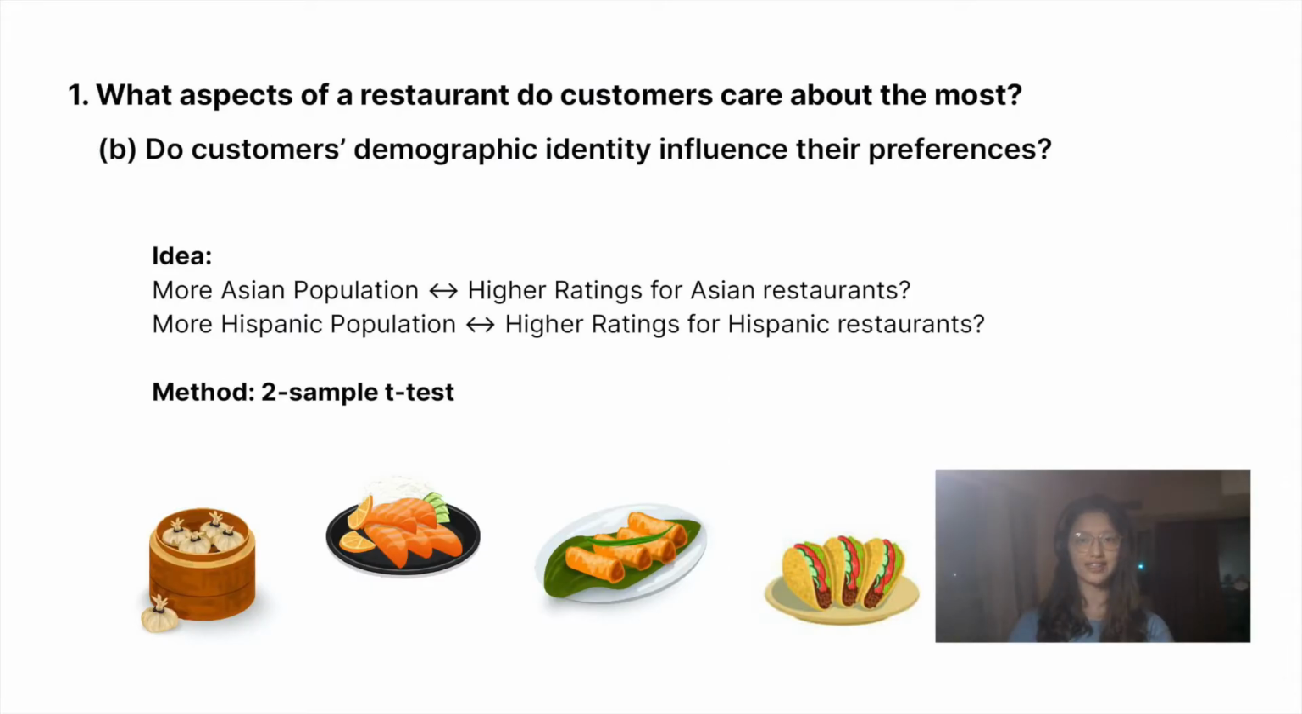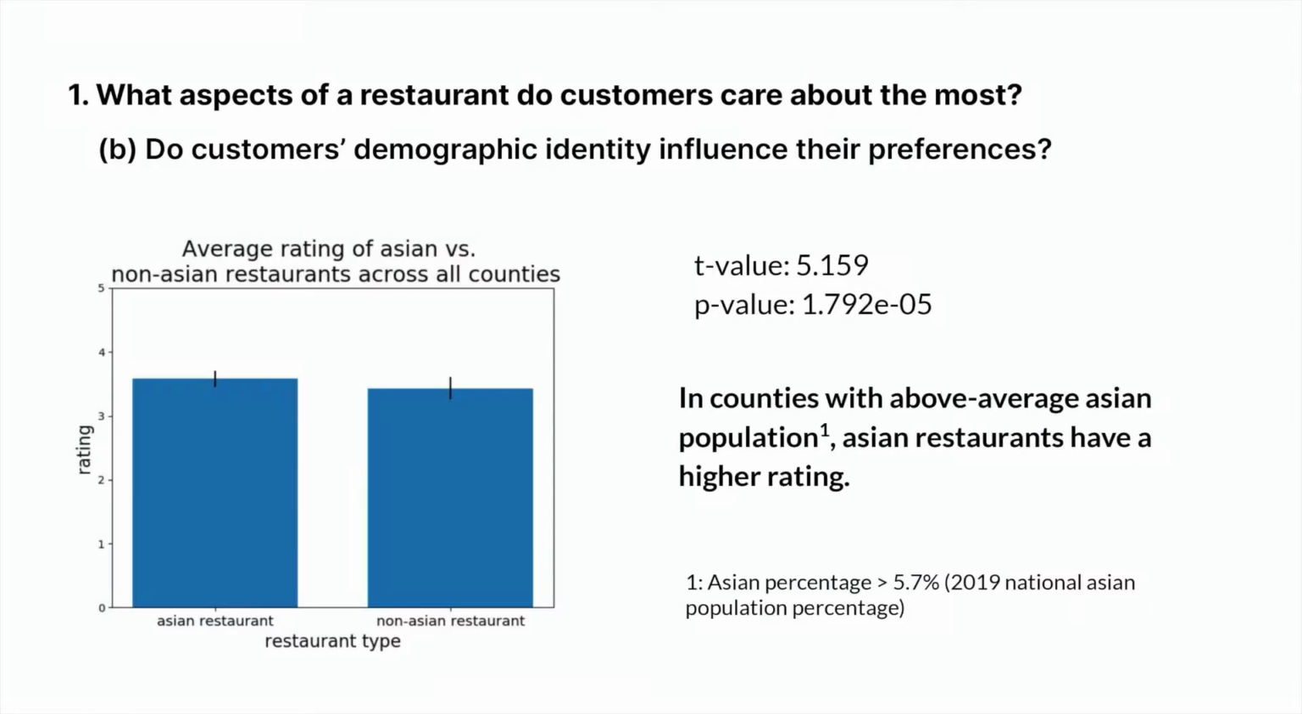As part of our investigation, we want to understand the impact of customers' demographic identity on their food preferences. We wanted to see if Asian restaurants have higher ratings in counties with above average Asian population, and we also want to see if that's the same trend for Hispanic restaurants. To do this, we used two sample-related t-tests. We found that in counties with above average Asian population, Asian restaurants receive higher ratings on average.